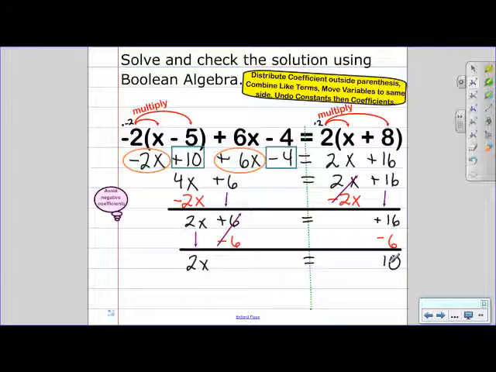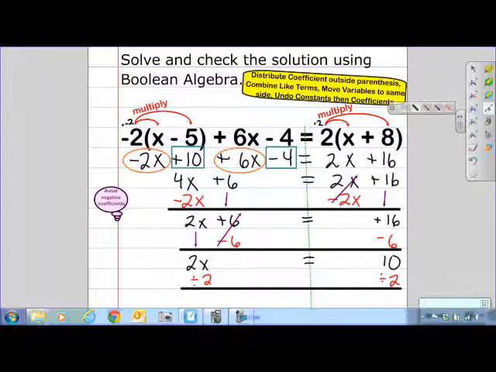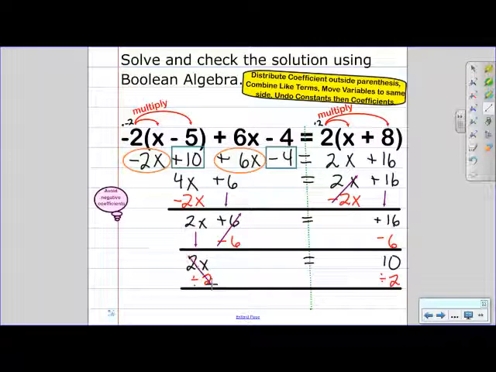So now I need to undo my coefficient 2. Since I'm multiplying by 2, to undo that, the opposite is to divide both sides by 2. Now 2 divided by 2 is going to cancel out. And so that's going to leave me with x equals 10 divided by 2, which is 5.